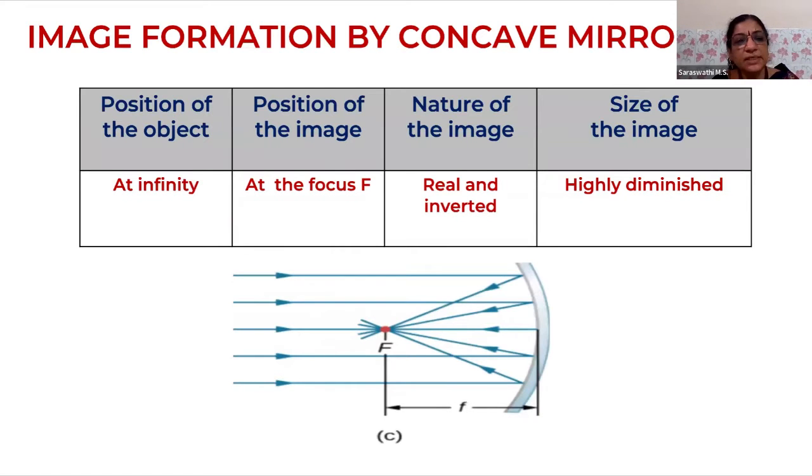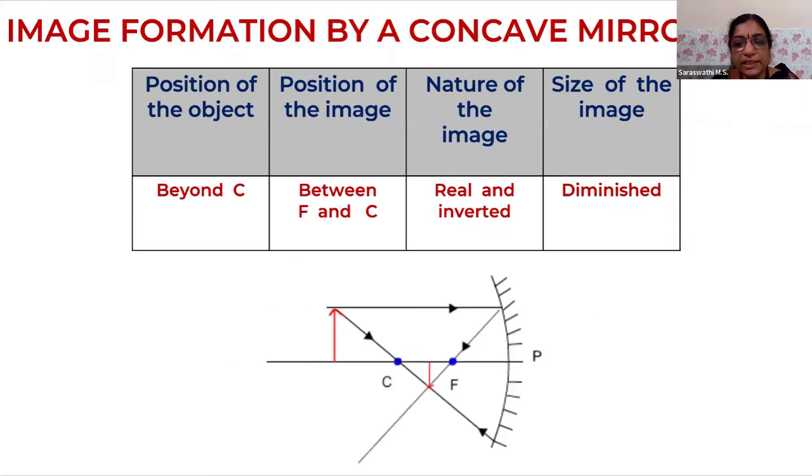Ray diagrams. First of all, the object is at infinity. When an object is placed at infinity, the image is going to be formed at the focus, which is a real, inverted and highly diminished image. I hope you are all familiar with the ray diagrams. I think the children should be taught how to draw ray diagrams, which is very important.